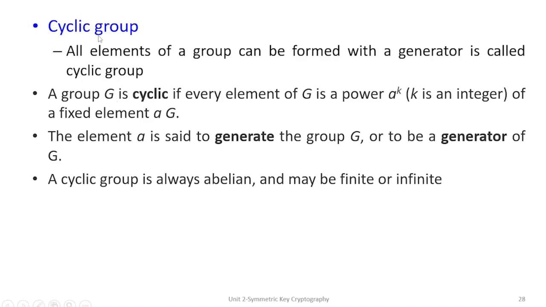Sometimes we can say a cyclic group. That means all the elements of a group can be formed with a generator. If a generator is available in a group and that generator can produce all the elements of the group, then that group is called a cyclic group. So how can we calculate those values? We should do a power operation. Here a is an element which is available in the group, and k means the number of times we should do the repeated operation. So how can we prove it?